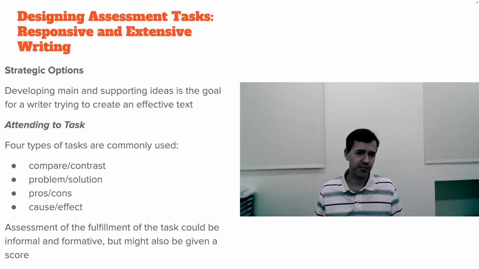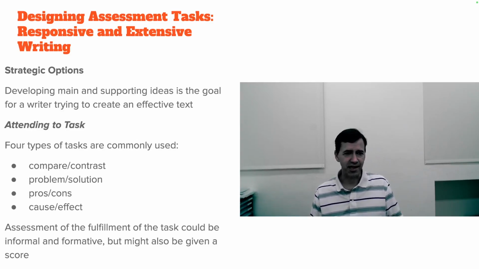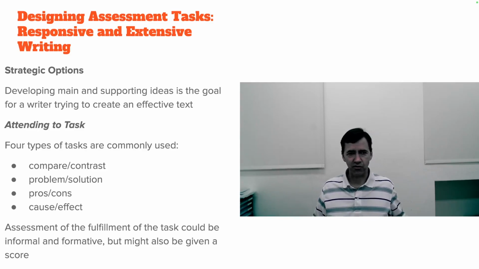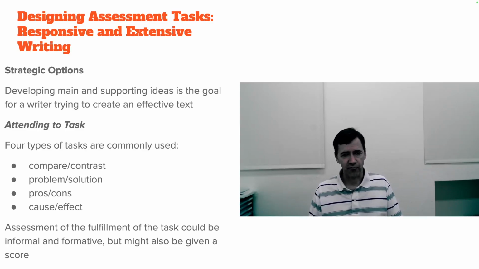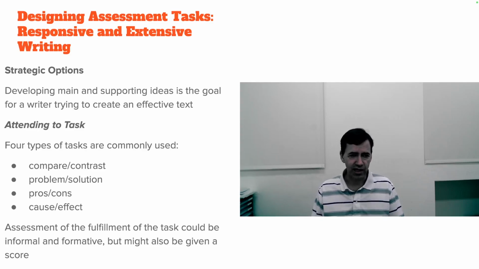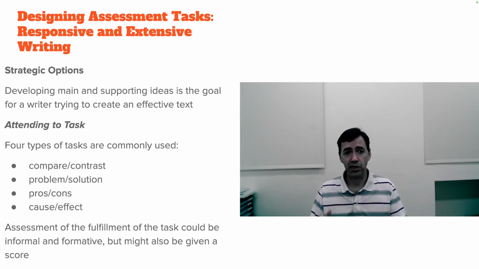And then, okay, so moving on to the next one. The next thing you could assess in responsive and extensive writing, or the next type of output you could do, is strategic options. So remember, when you're writing, developing main and supporting ideas is the goal for a writer who's trying to create an effective text. So some strategies that should be encouraged and you can actually assess are as follows.